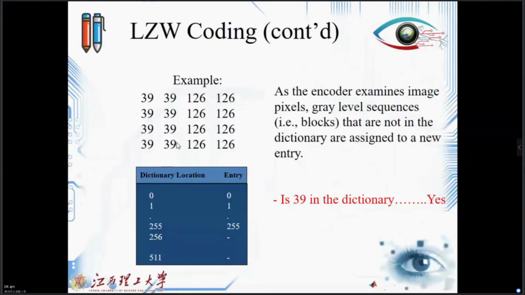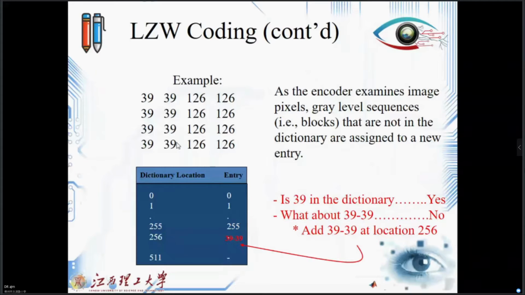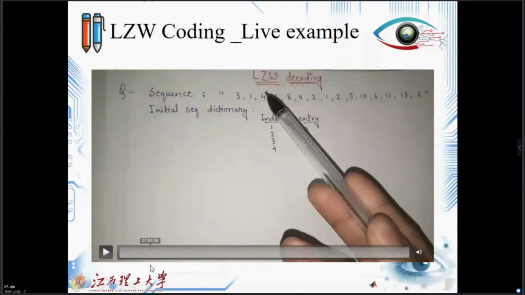First we check: is 39 in the dictionary? Yes. Then what about 39, 39? No. Then we add 39-39 at location 256. This means that the values we have are between 0 and 255, and the new value comes after this. I think if we see one clip again, it will be more clear for you how it works.